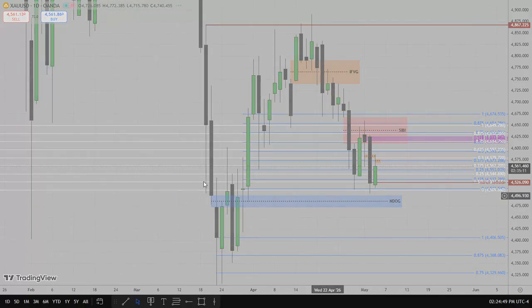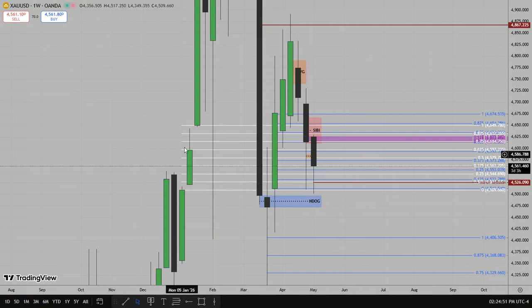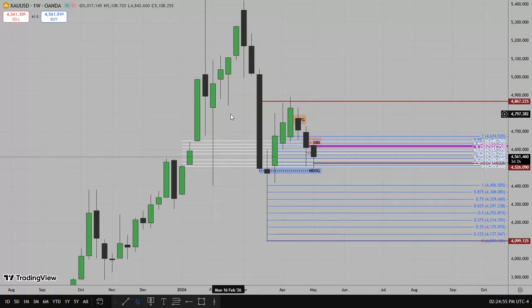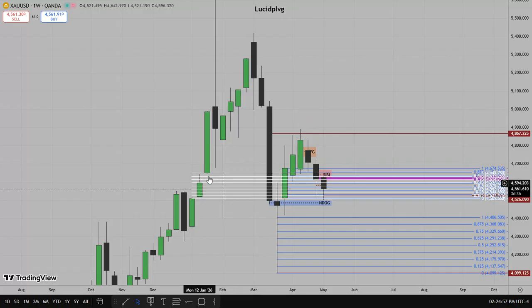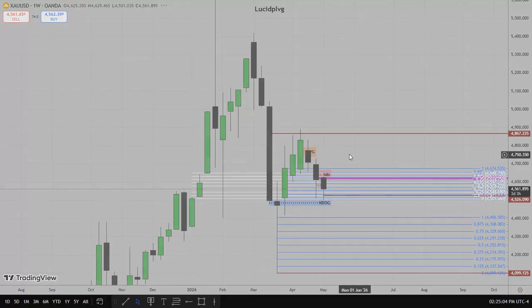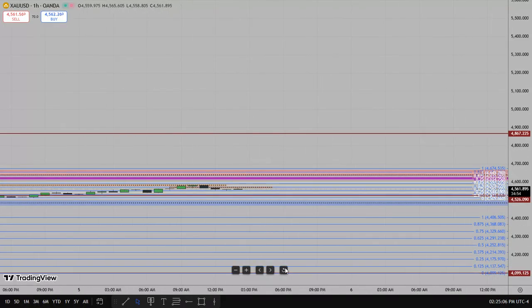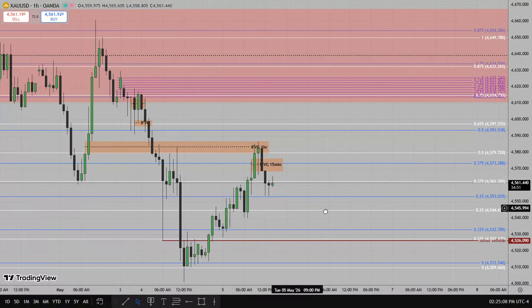Just for the plot, we have this here. That's the weekly suspension block. Suspension block means it got volume imbalances on both sides. So we go to the 1 hour. That's why I like it the most.